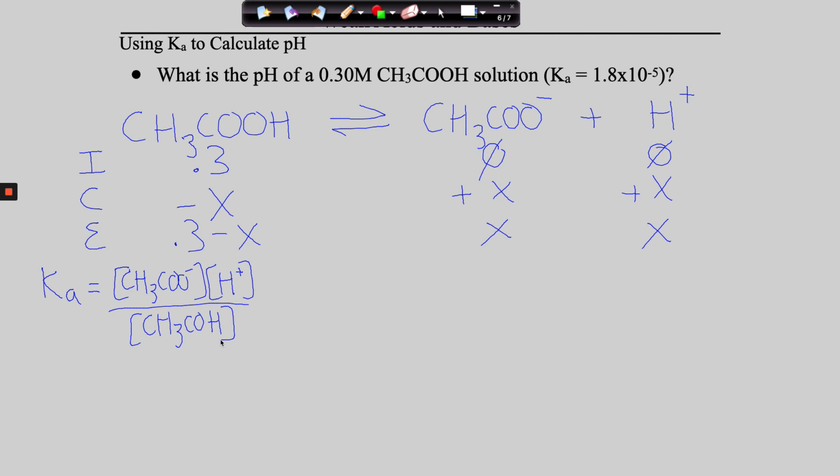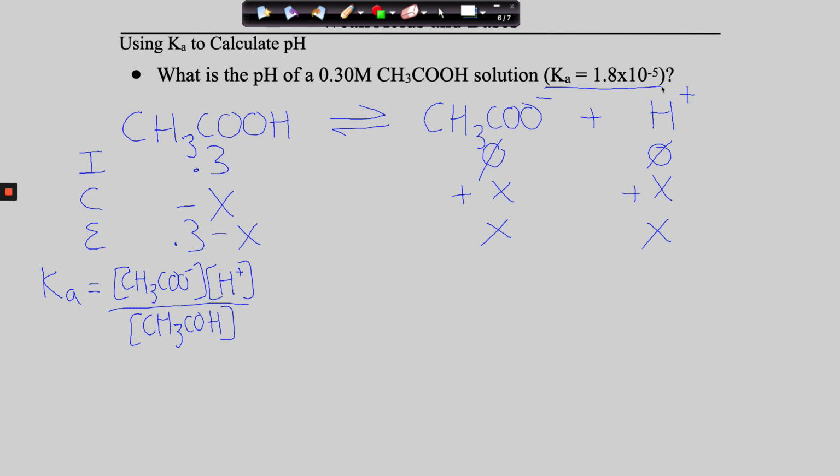What are we really solving for? X, which is hydrogen ion, which then becomes the pH. So, guys, to do this, if we're going to solve for X, we need to populate this entire thing. Notice that they gave us the Ka value.